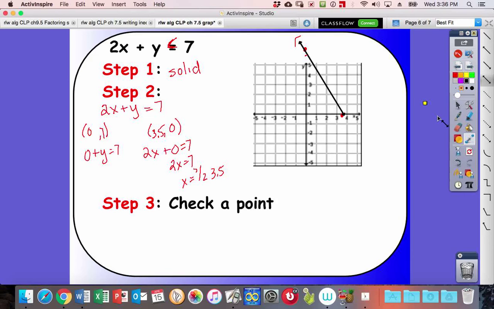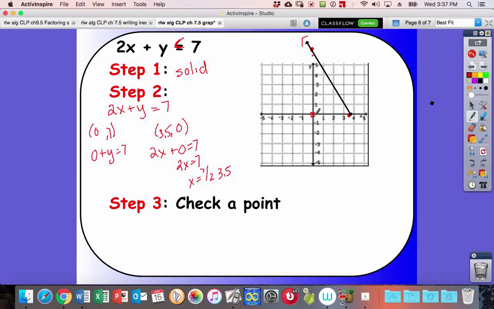Okay, there's my line. Now I have to decide what region to shade. So I'm going to randomly select any point I want, and I'm going to pick (0, 0), because that's pretty easy. And I'm going to say 2 times 0 plus 0 is less than or equal to 7. That's putting (0, 0) in my original inequality. So I'm going to say 0 plus 0 is less than or equal to 7. Is 0 less than or equal to 7? It's true. So I'm going to shade everybody over here.